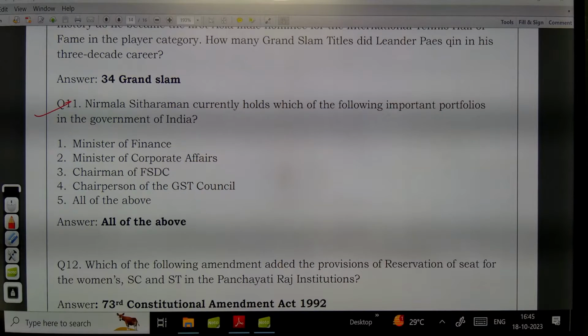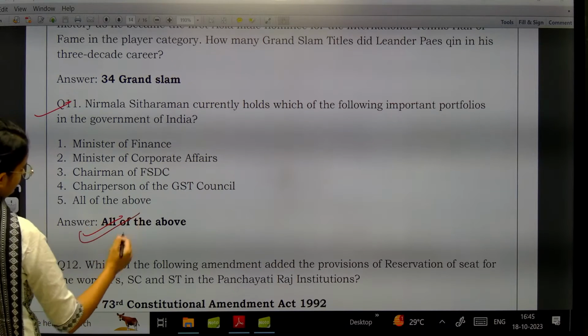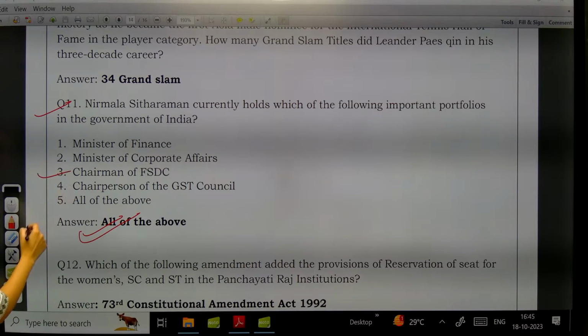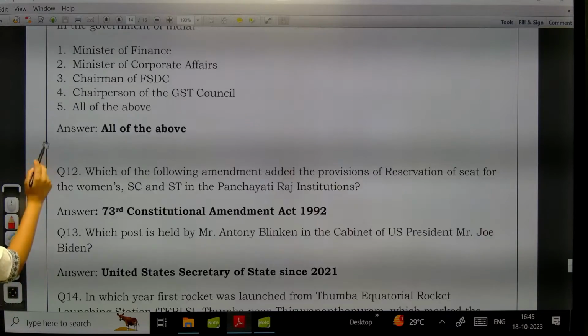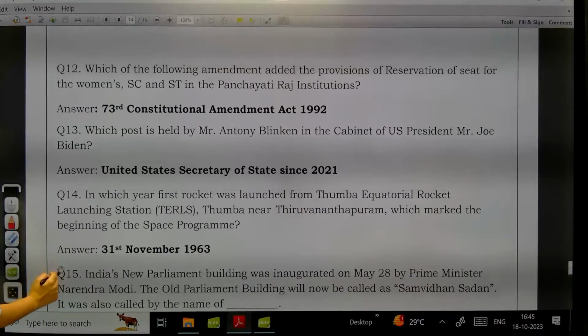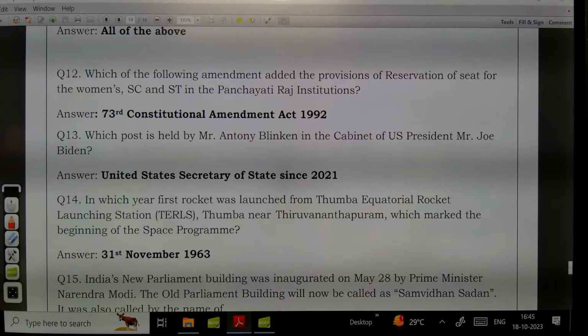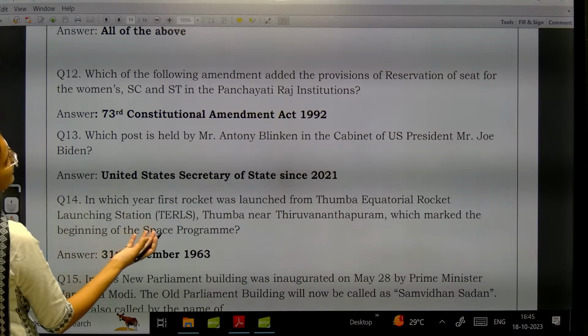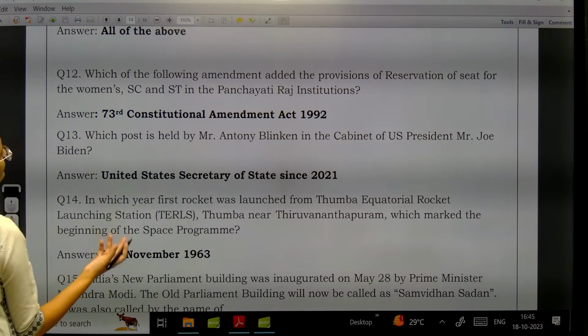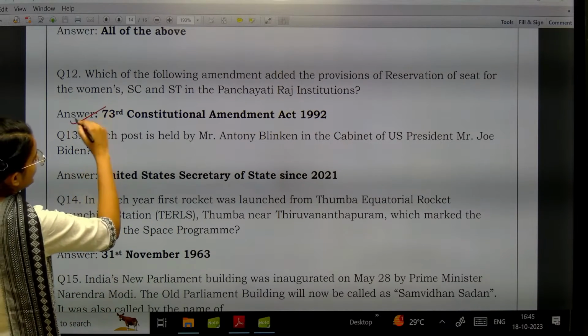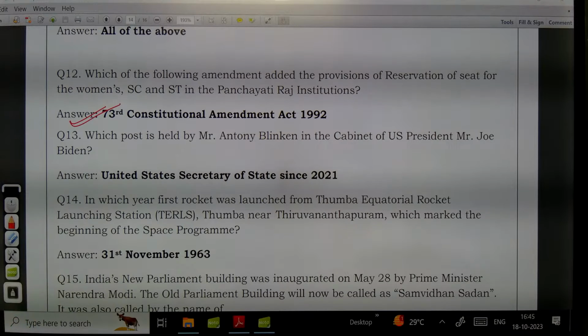Nirmala Sitharaman currently holds which of the following important portfolios in the government of India? All of the above. This was in news. This was in news, right? One question from Panchayati Raj amendments. So, reservation for women SC/STs is in the 73rd Constitutional Amendment Act 1992. Okay.